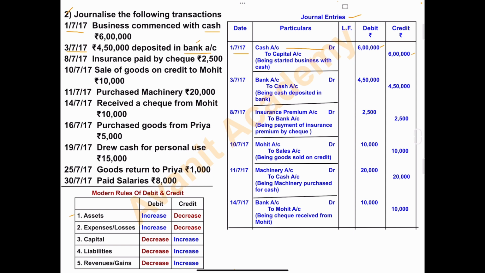Then cash deposited in bank means bank balance will increase. Cash at bank will increase, but on the other hand, cash in hand, cash balance will decrease. And decrease in cash balance, decrease in assets is to be credited.